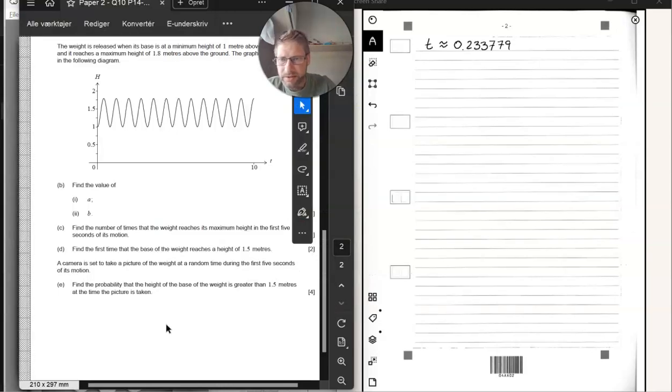Because question E is where it gets confusing. Now they set up a camera to take a picture of the weight that is bouncing up and down at a random time during the first 5 seconds of its motion. And this is a rare case of a question that will get harder for you when we have covered the next year's curriculum. The explanation is that in 1 year from now, you will read this and then you will be really confused because what does random time actually mean?